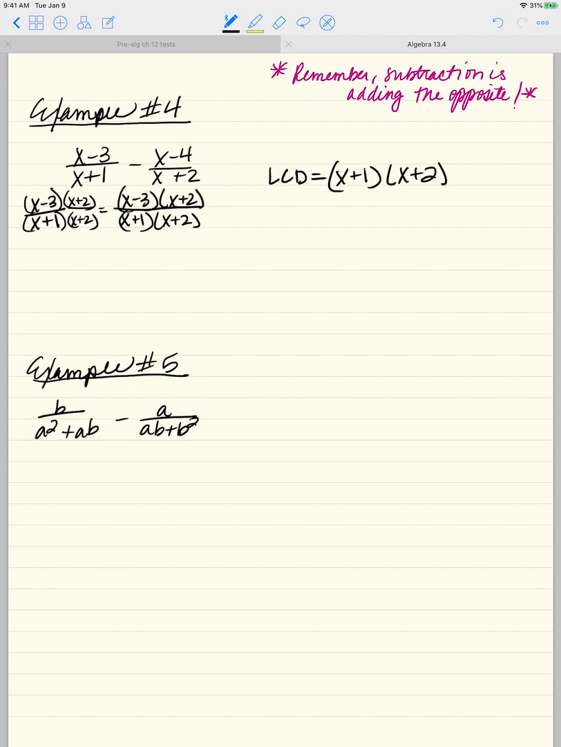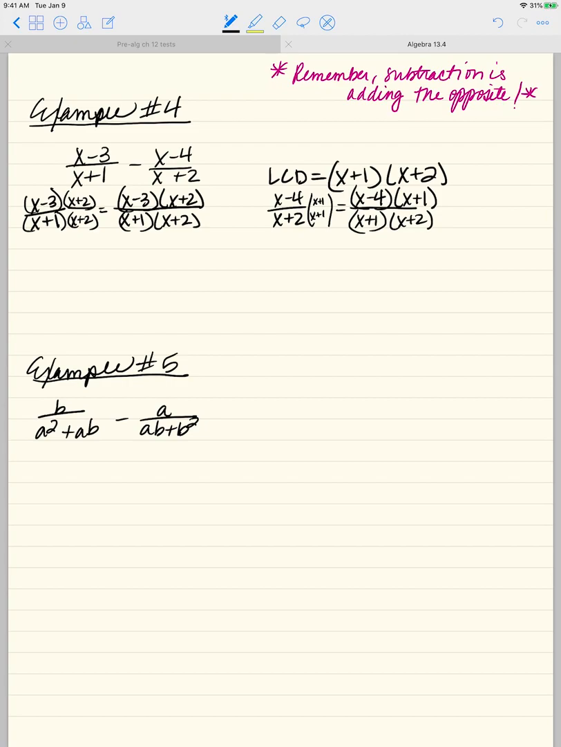Okay. And our other expression, x minus 4 over x plus 2, needs to become over x plus 1 times x plus 2. So obviously, we're multiplying this guy. I didn't leave myself a little room. X plus 1, x plus 1. So that's just x minus 4 times x plus 1. Okay, hopefully everyone sees this.